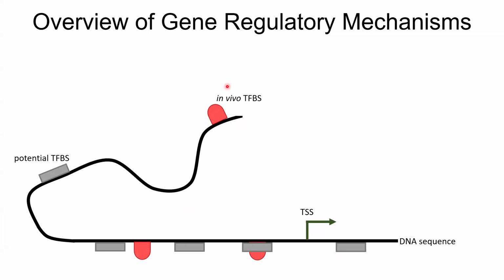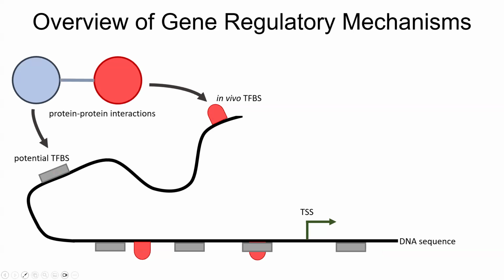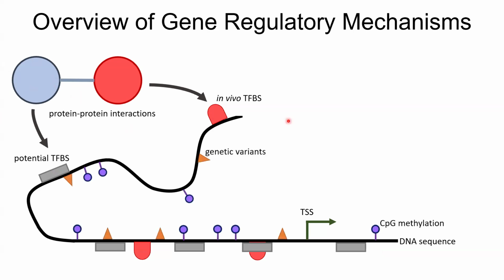This can be measured either in vivo using things like ChIP-seq data, or using computational approaches to try to predict potential transcription factor binding sites. Transcription factors can go and they can bind to these binding sites, but they don't act alone, right? Transcription factors are themselves proteins, and they can dimerize through what are known as protein-protein interactions. Along the DNA, you also have things such as genetic variants, where the DNA sequence is different in a particular individual compared to the rest of the population.